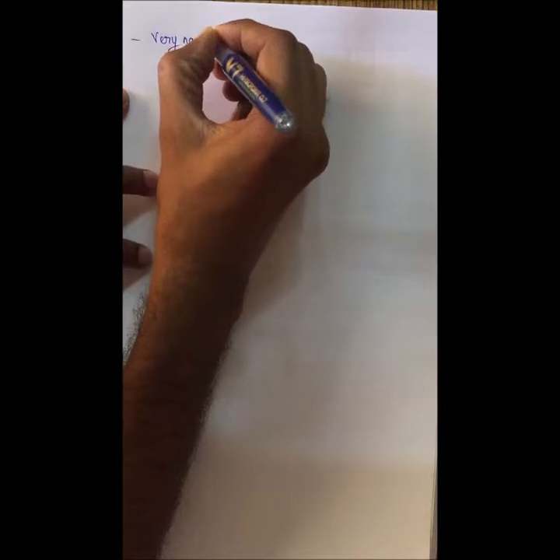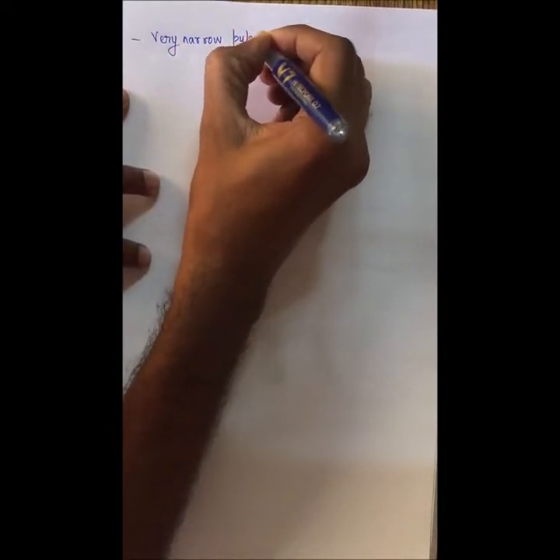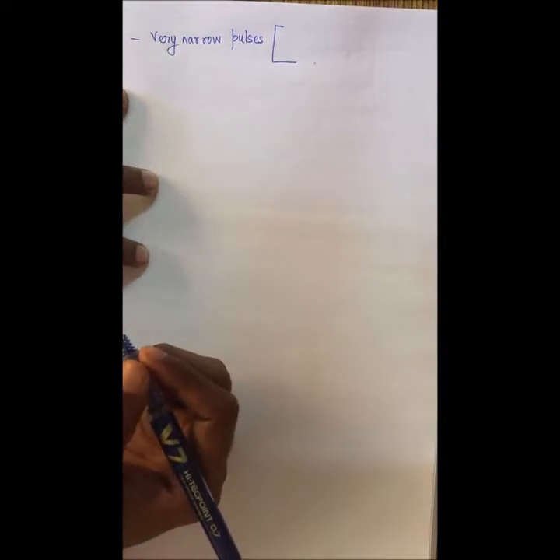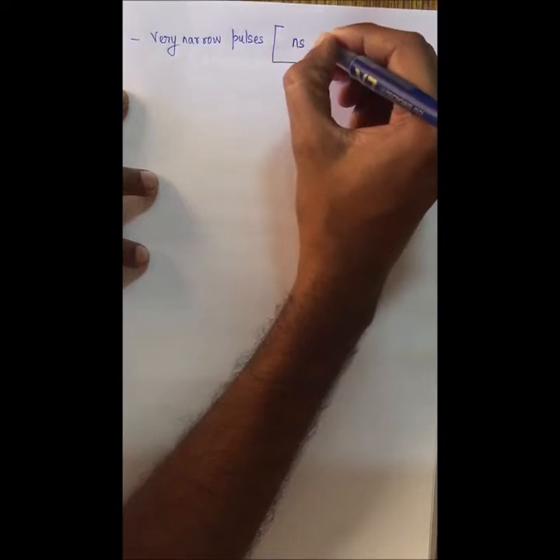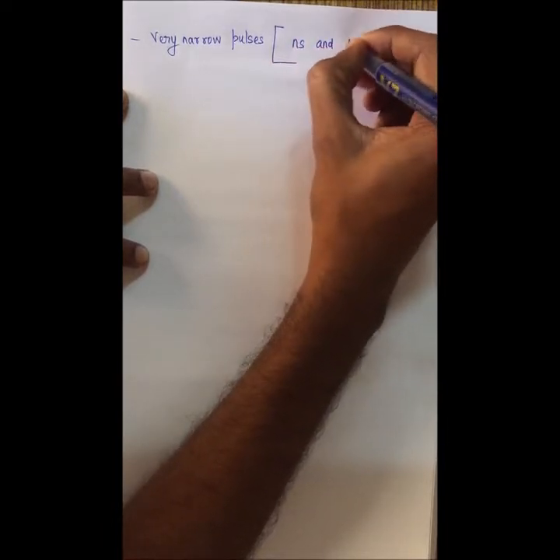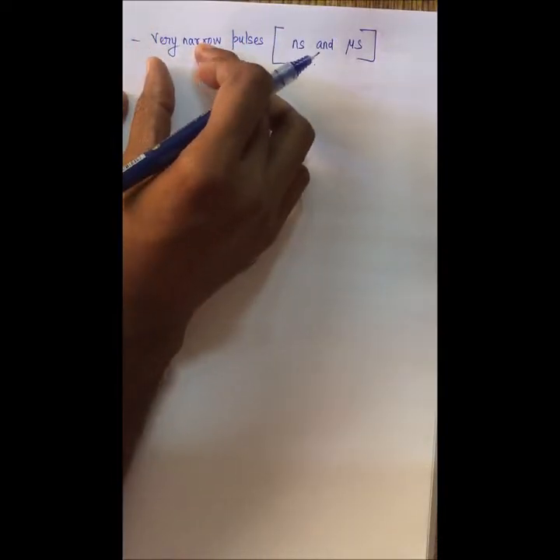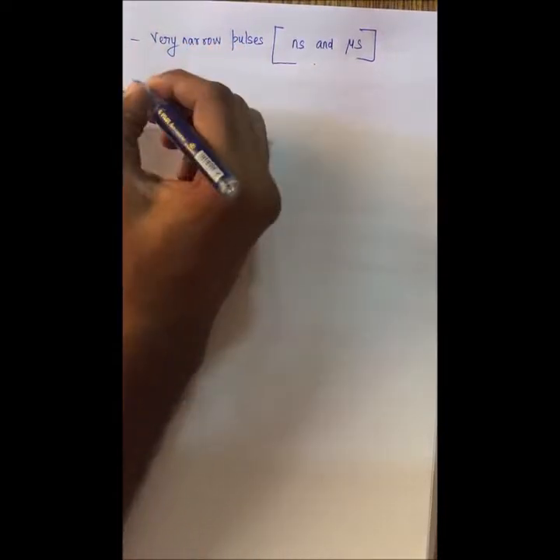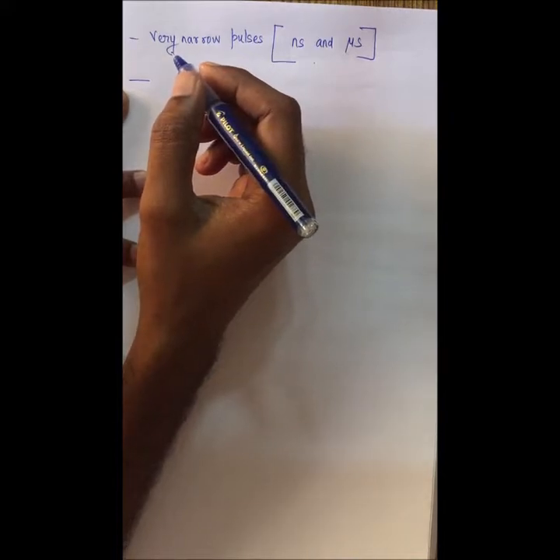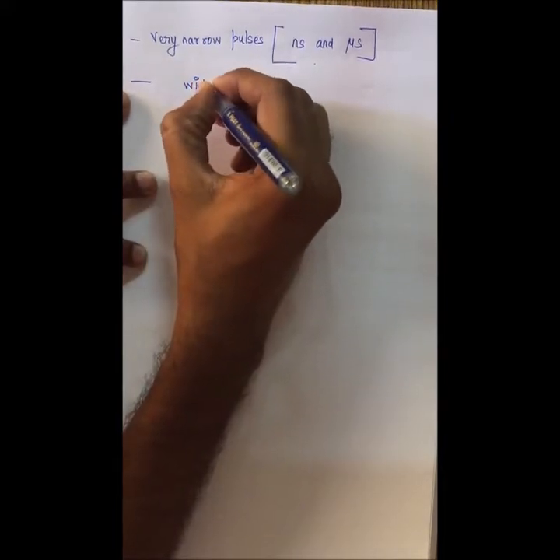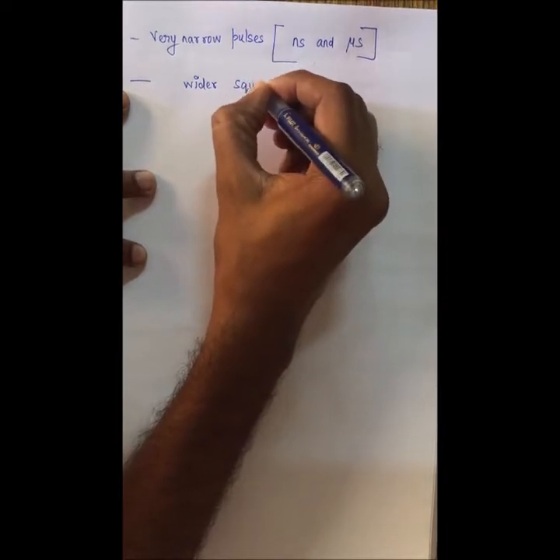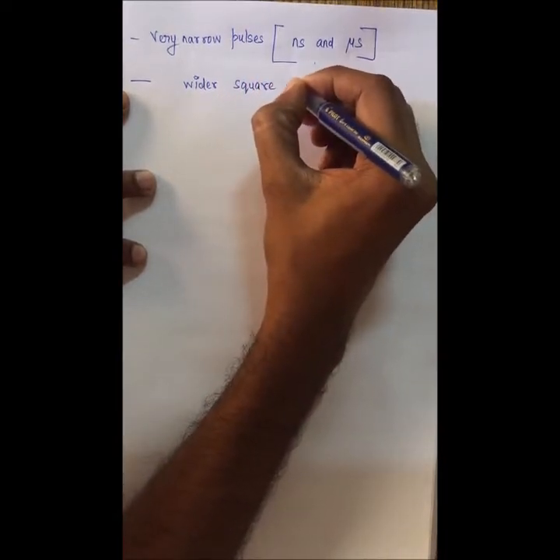So, here the methods are presented to you in generation of very narrow pulses. Very narrow pulses in the sense pulses whose width ranges between nanosecond and microsecond. Very, very narrow pulses. Or we will also be learning about generation of wider square waves.